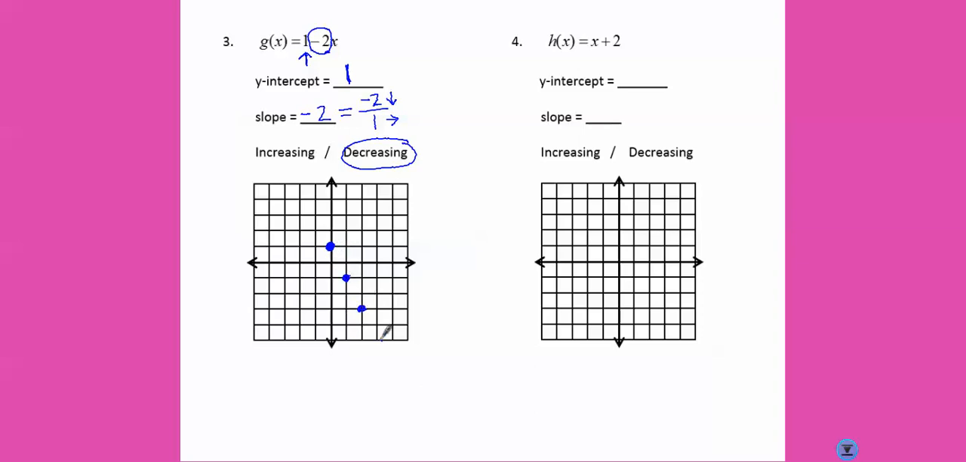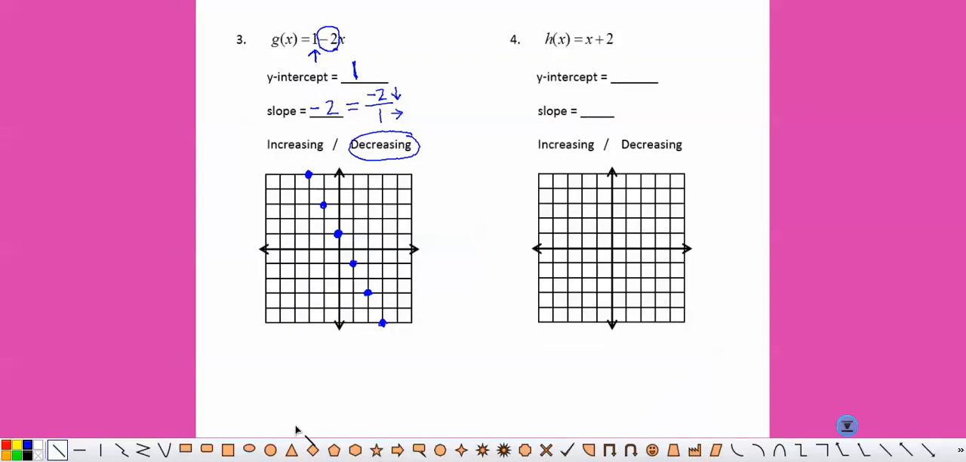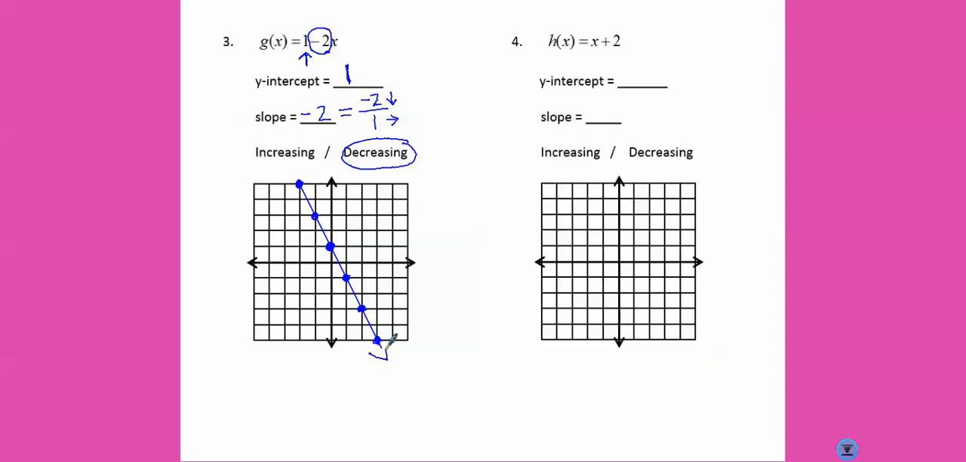Keep going till I run out of graph paper, and then I'm going to follow the pattern in the opposite direction till I run out of graph paper. Then use a ruler to connect the dots, and put arrows on the ends.